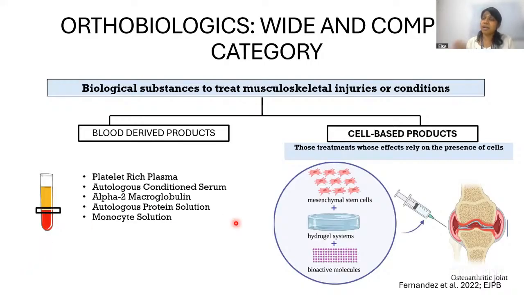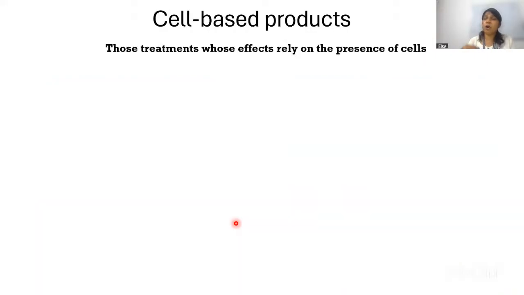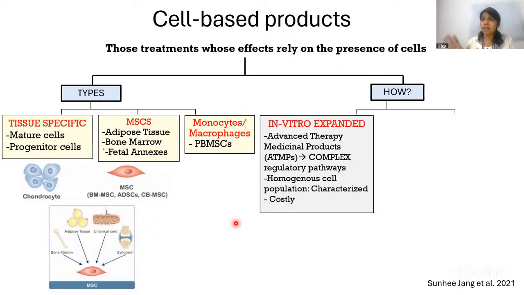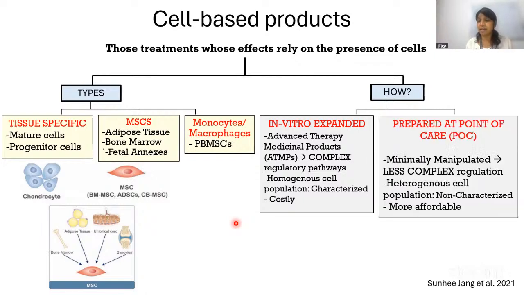Those treatments rely entirely on the presence or the administration of cells. So you can use tissue-specific cells. MSCs are used. There are also mononuclear cells being used. And how these cell-based products are used is characterized by whether it's taken out from its harvest site, expanded and given back, and that is referred to as the advanced therapy medicinal products, the ATMPs. It has more complex regulatory pathways.